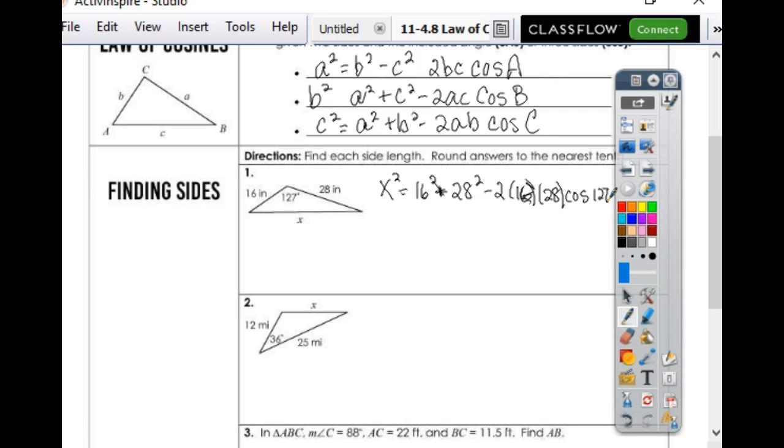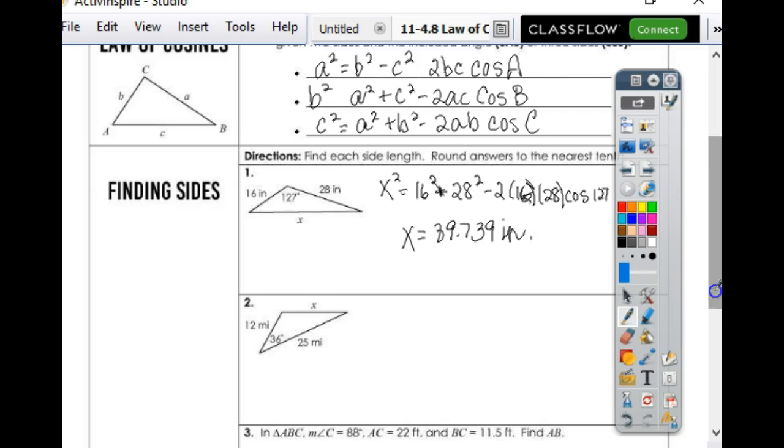So I need the square root. If you push the square root button, and then push your answer button, which is right by the equal sign, and push equal, you should get 39.739. Did everybody get that?